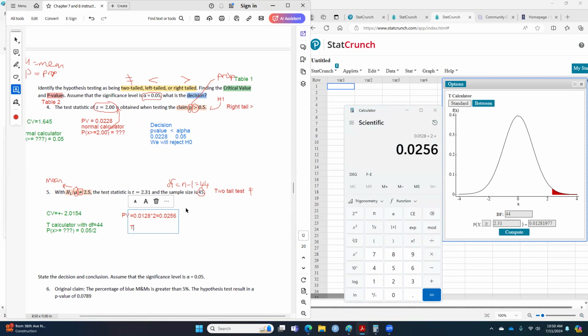And again, you have to use a T calculator to find this, with degrees of freedom of 44. Okay. And then you will use greater than or equal to 2.31 for your first box, and leave the second box empty. That is how you find your probability or p-value in this case. So this is how we do question 5 to figure out your p-value using table number 2 here. Does anyone have any questions for this case?